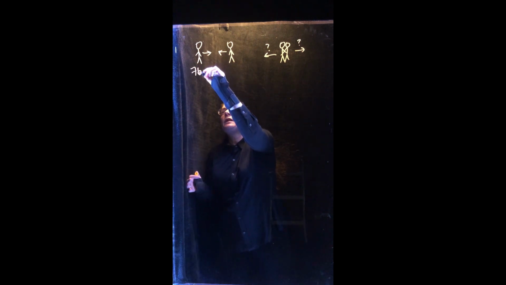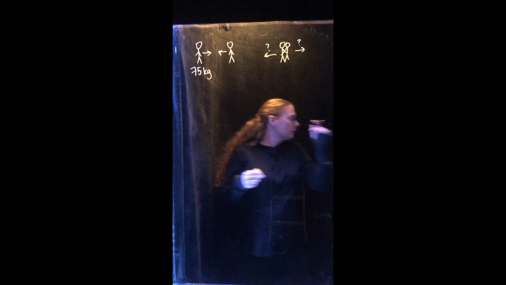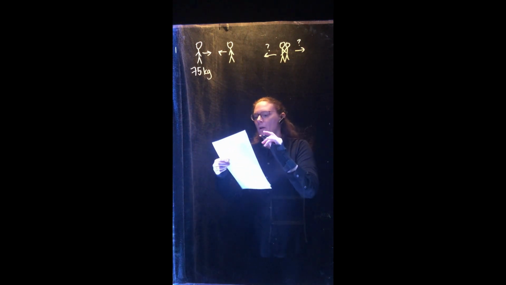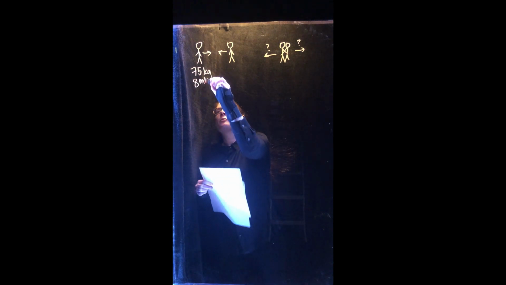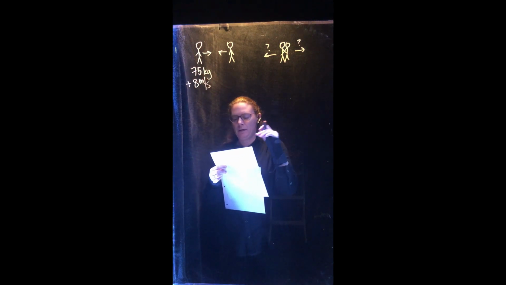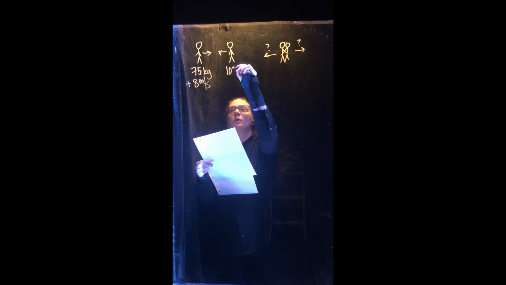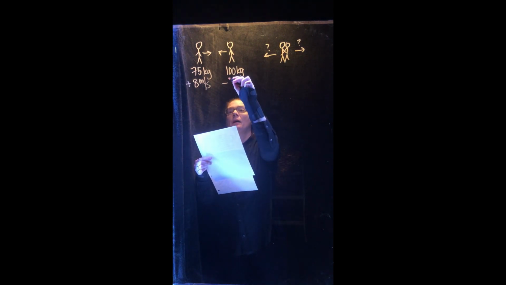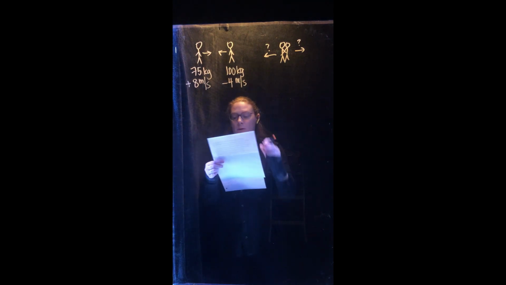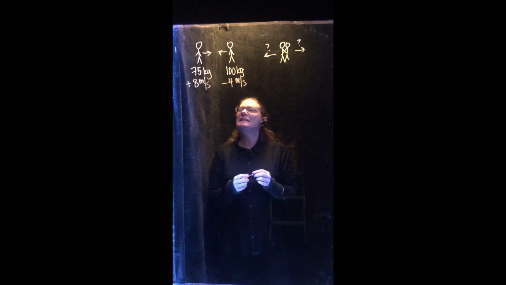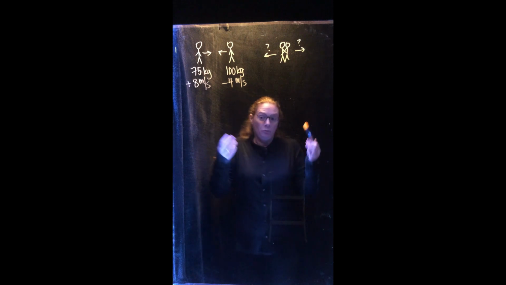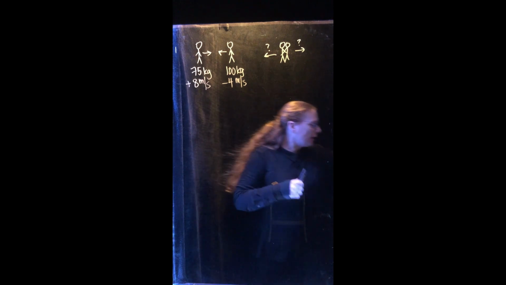The one moving east was 75 kilograms, and the velocity was 8 meters per second, and that'll be positive because we're going to the right, east. And this one was 100 kilograms at 4 meters per second west, so I'm going to put a negative sign there. Okay, so I'm not sure which way they're going to go. We can make a guess, or we can just let the math figure it out for us.